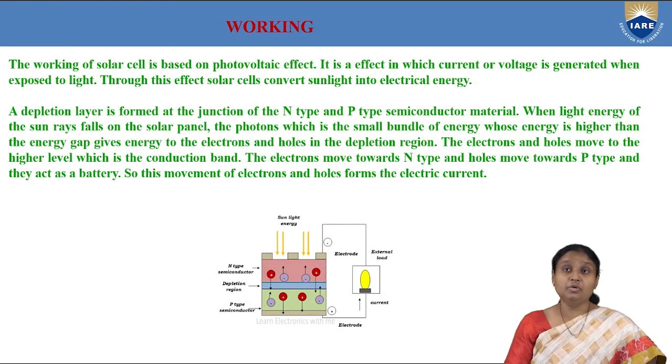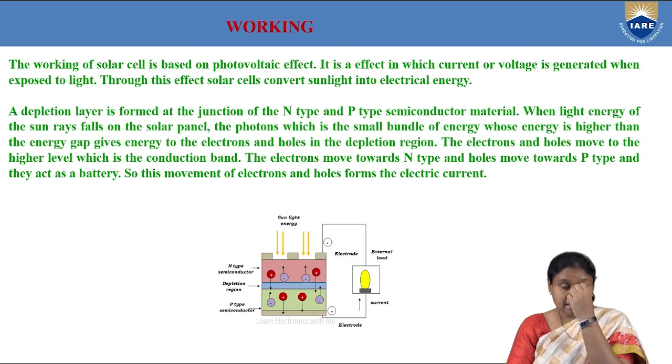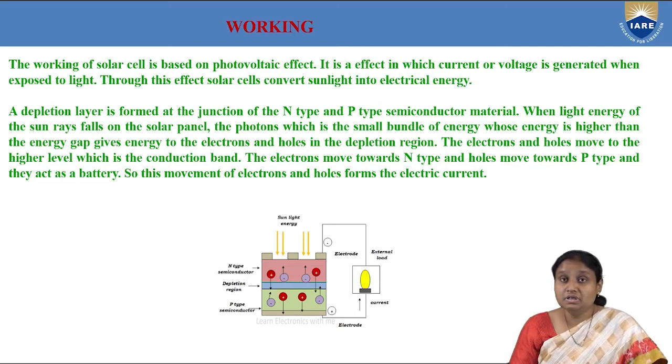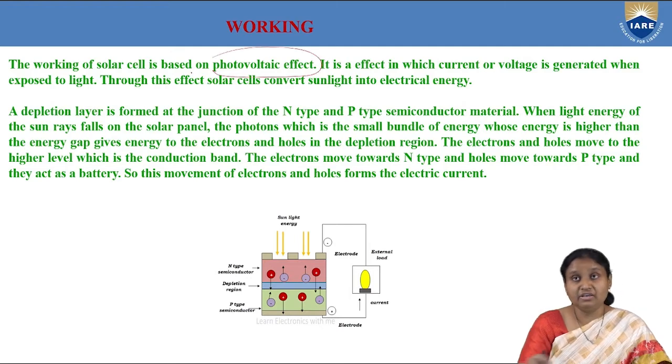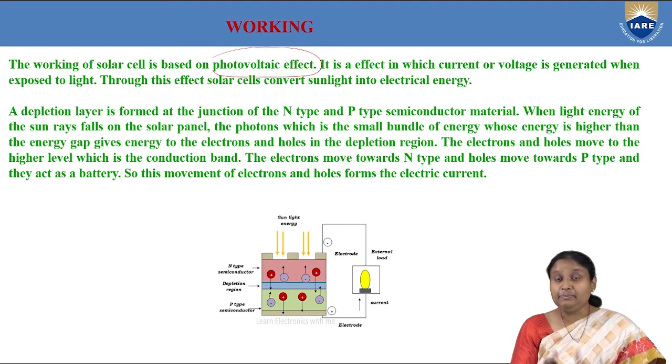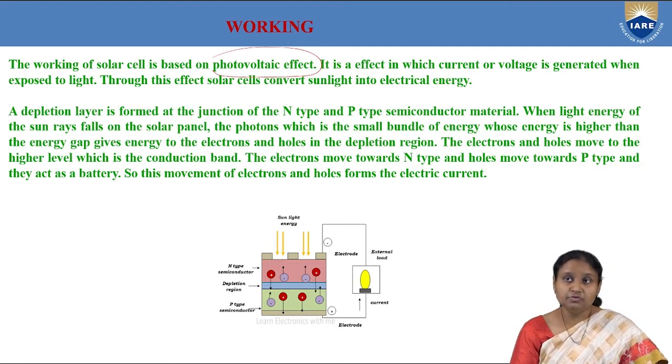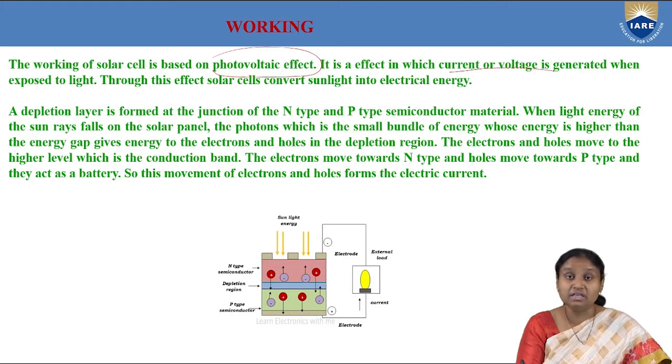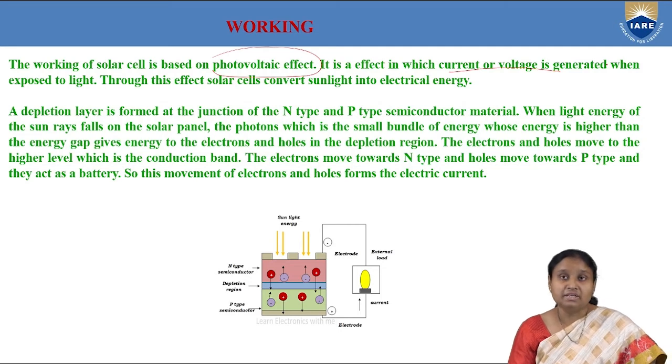Now next is the working of the solar cell. As we know, the working of a solar cell is completely based on the photovoltaic effect. So what is the photovoltaic effect? This is nothing but the generation of an electric field, or generation of voltage in the depletion layer, because of sunlight incident on the depletion layer. Simply we can say it is the effect in which current or voltage is generated when exposed to light. So current or voltage is generated when we expose our solar cell to sunlight.